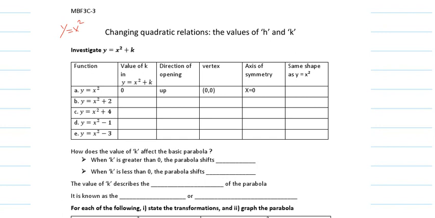So what happens if I have y equals x squared plus something or minus something, okay? So I'm adding something to that. What happens to my graph? This is what we're going to explore right now.